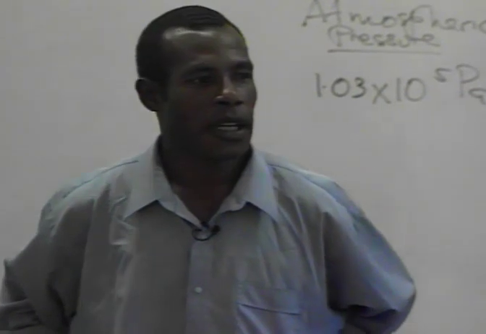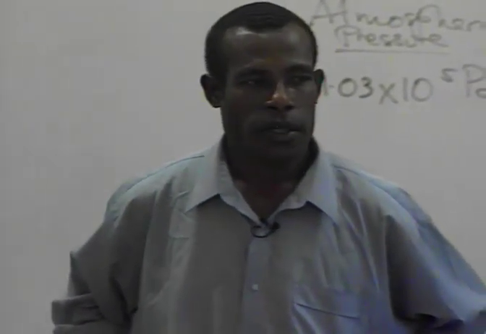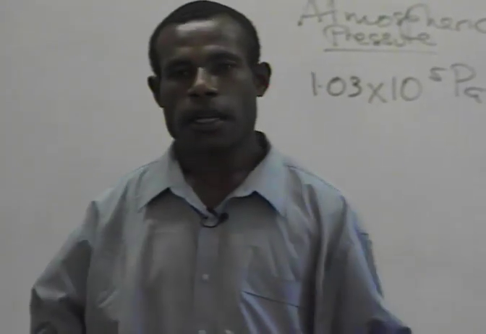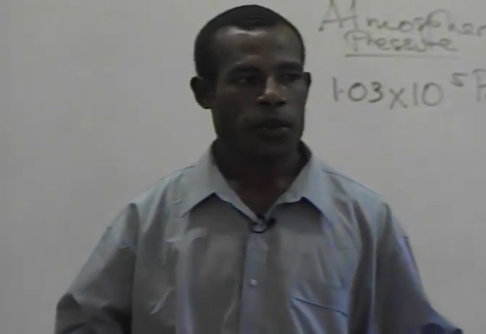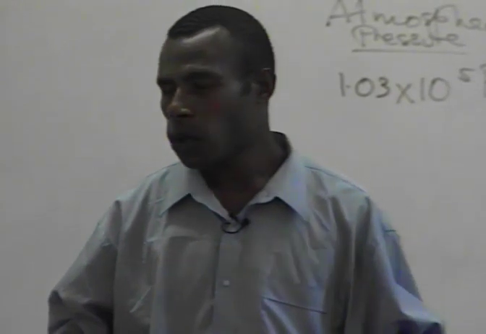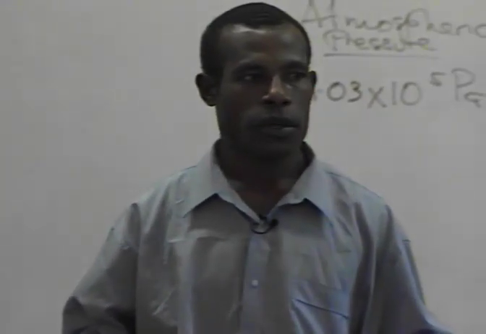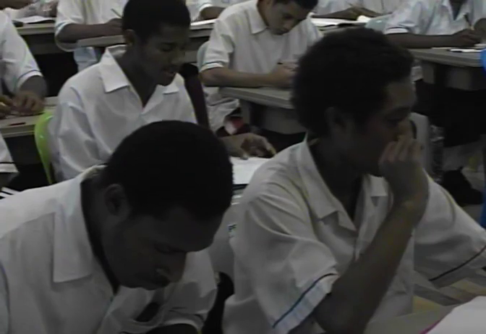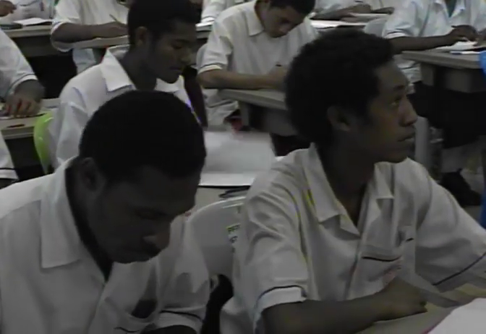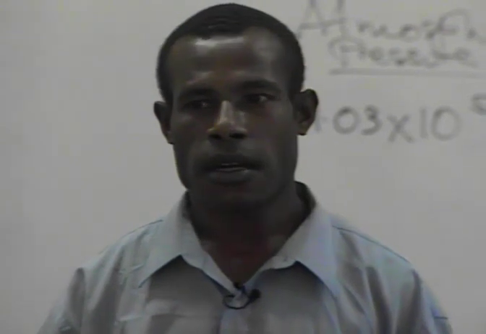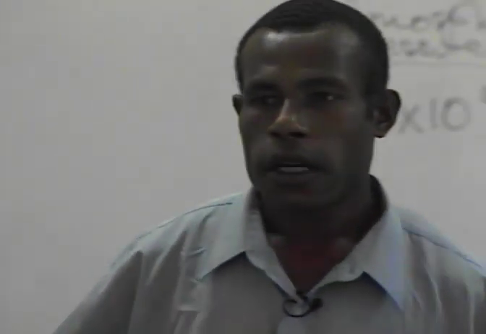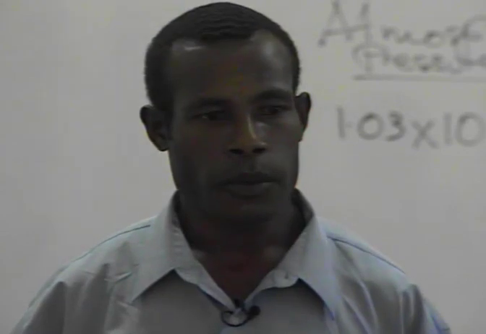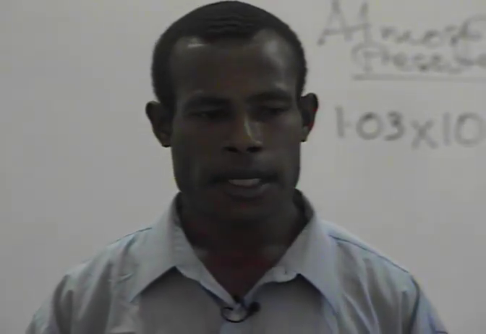All right, quickly, firstly, I'd like to go through what we discussed in our last lesson. That is on atmospheric pressure. Now, the value of atmospheric pressure would be about 1.03 times 10 to the five if you were using 10 for the acceleration due to gravity. But if you were using 9.8, then your answer will be 1.013 times 10 to the five pascals. So that is the atmospheric pressure.